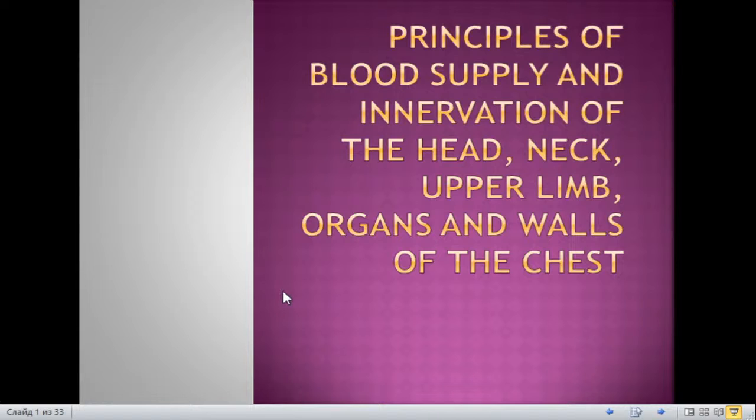Today we have an anatomy lecture and we will talk about principles of the blood supply and innervation of the head, neck, and upper limb, and also organs and walls of the chest. So it's a big topic, and this topic is like a conclusion.